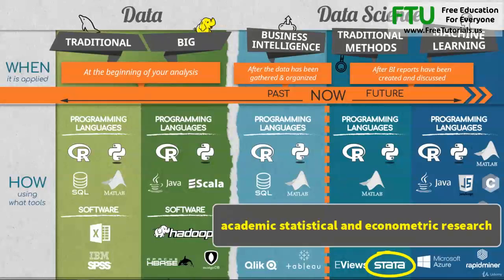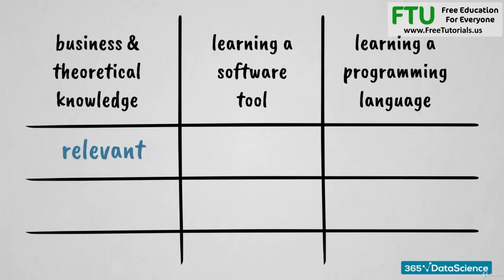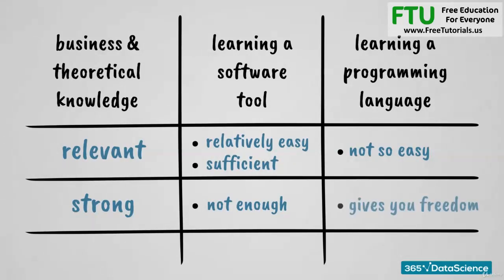As a final note, remember the following. Should you have the relevant business and theoretical knowledge, learning a software tool is relatively easy, as opposed to learning a programming language. More importantly, it will be sufficient for your need to create quick and accurate analyses. However, if your theoretical preparation is strong enough, you will find yourself restricted by software. Knowing a programming language, such as R and Python, gives you the freedom to create specific ad hoc tools for each project you are working on.